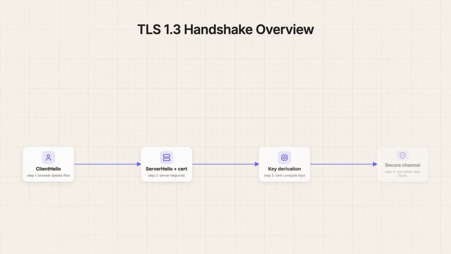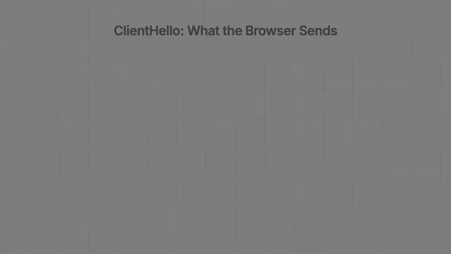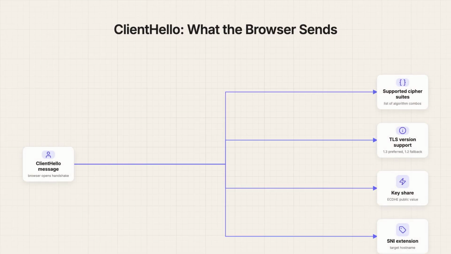The TLS 1.3 handshake completes in a single round trip. The browser sends a client hello, the server replies with a server hello and its certificate. Both sides independently derive the same session keys from the exchange, and the connection is encrypted from that point forward. No second round trip is needed before application data can begin flowing, which is one of the biggest wins TLS 1.3 delivers over 1.2.